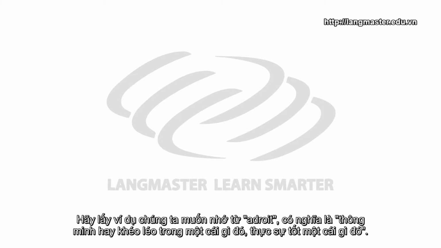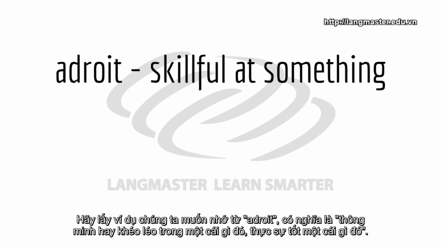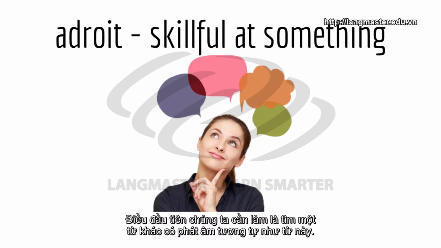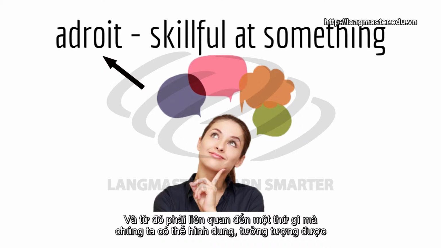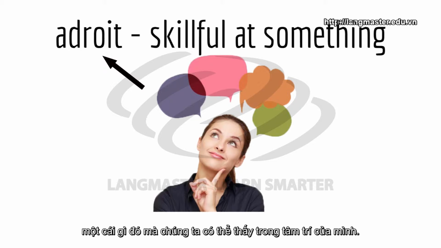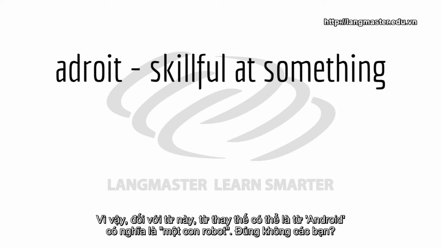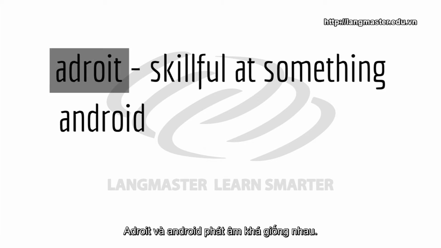So let's say we want to remember the word adroit, which means clever or skillful at something, really good at something. The first thing we need to do is come up with another word that sounds similar to this word. And that word must refer to something that we can visualize, something that we can see in our mind. So for this word, the substitute word could be the word android, which means a robot, right? Adroit and android sound pretty close to each other.